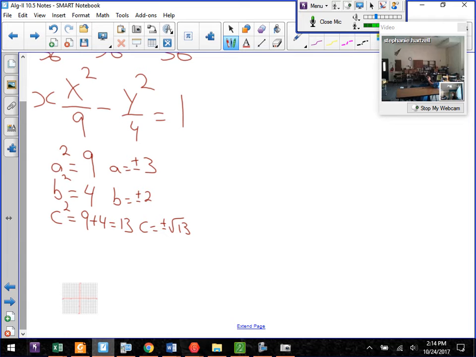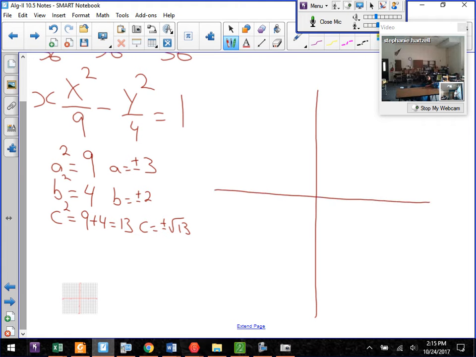That setup right there didn't change from yesterday at all, did it? A is always the distance from your center to your vertex. B is always the distance from your center to your co-vertex. C will always be the distance from your center to your focus. That always is the same. What changes up with hyperbolas is you just got to draw in those asymptotes.